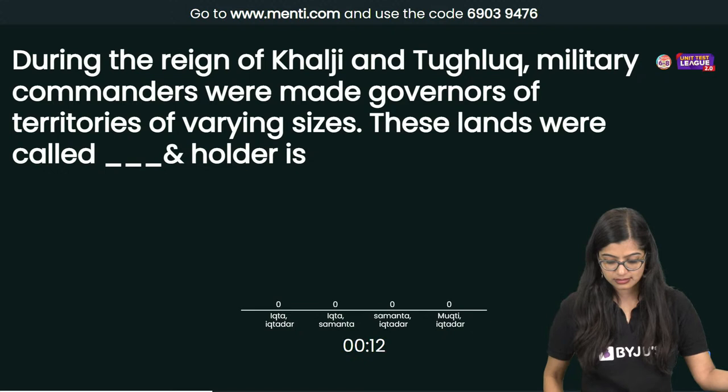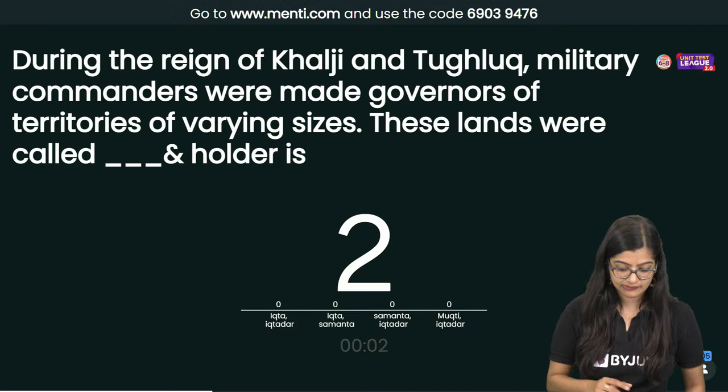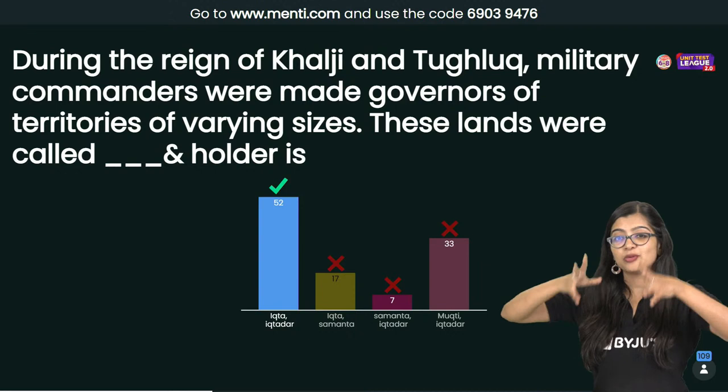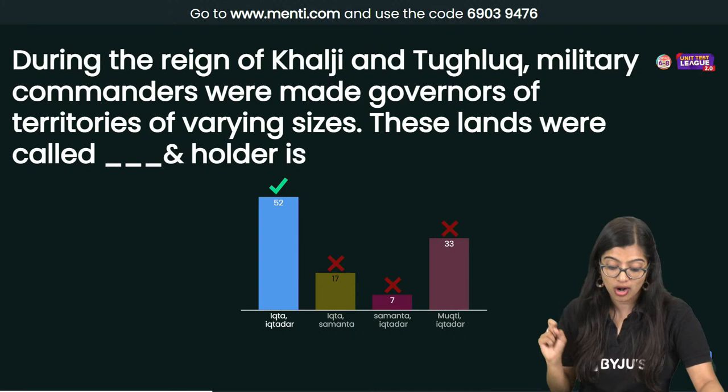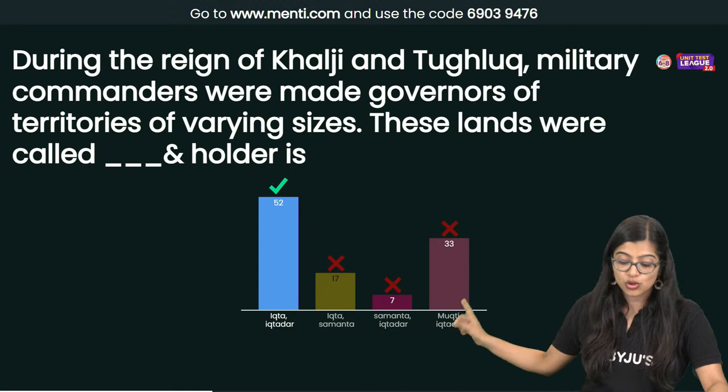This is a little tricky one. But very good. The correct answer here is option A. The land which was given to govern was called ikta, right? And the person who held it was called iktadar or mukti. So here option D, whoever marked mukti, iktadar and mukti mean the same. So the correct answer here is option A.